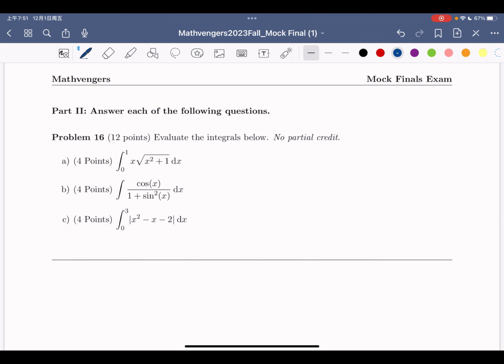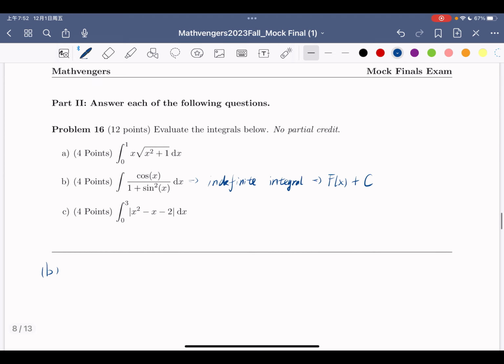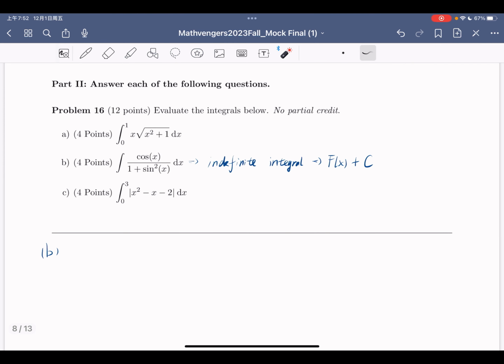Now we continue to part B. You can see in part B, we don't have an upper bound and lower bound, which means this is an indefinite integral. So we need to get a function plus capital C, any constant. So how can we do this? You can see here we have cosine and sine, so it's better for us to do it similarly to part A, by substitution.